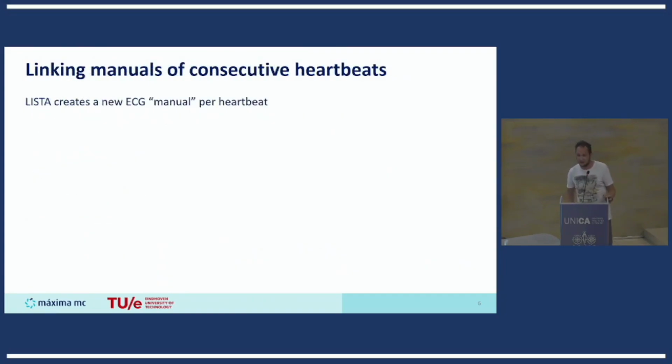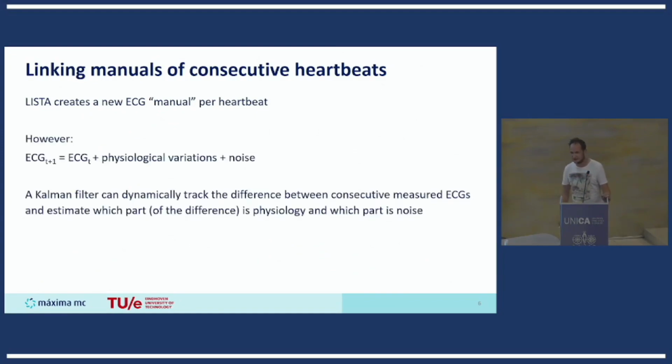So you learn the manual. There's one problem then still, if you apply learned ISTA, is that for every ECG you have to create a new manual. And that doesn't seem smart, because we know that one heartbeat looks like the previous one, which looks like the previous one, etc. So if we describe that, we can say the ECG of one heartbeat, t plus 1, is almost the same as the ECG of the previous heartbeat at time t, but there are some physiological variations and there is noise.